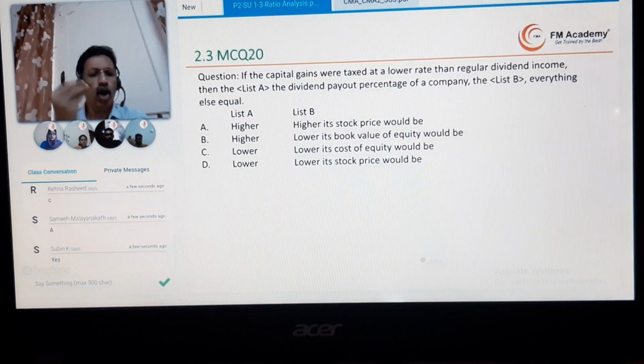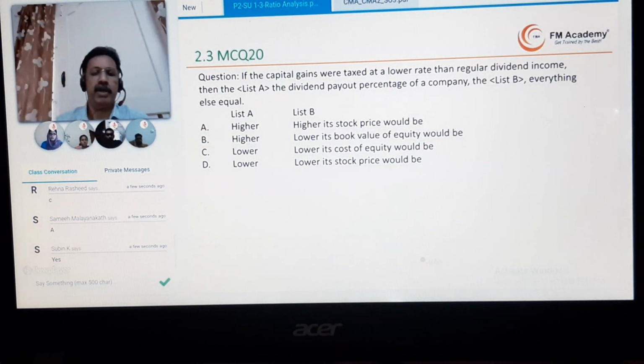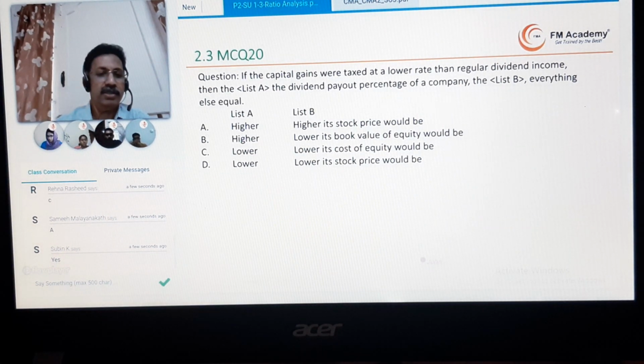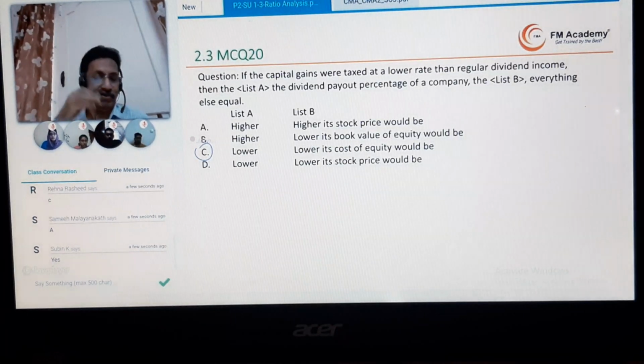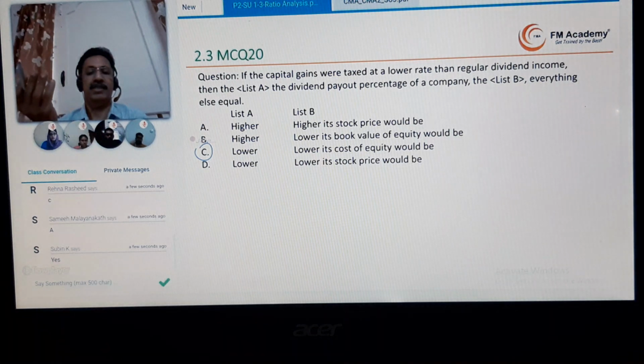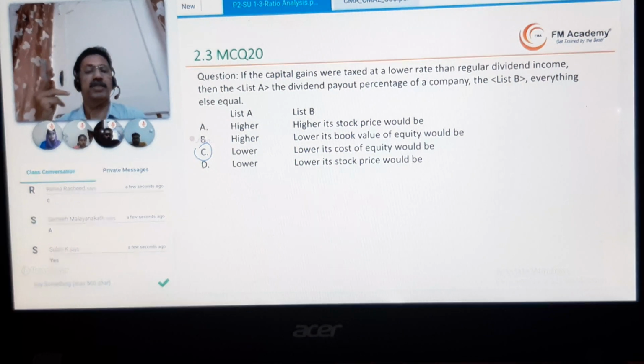Same thing, lower dividend payout means lower cost. So C is the answer. You understood this? You understood the situation? If capital gains are taxed at a lower rate, that is the preference.